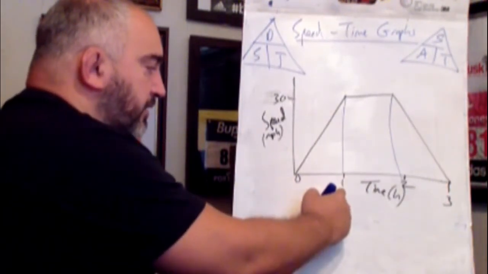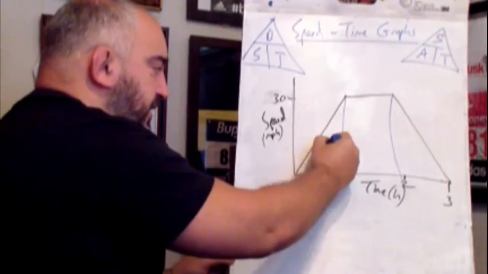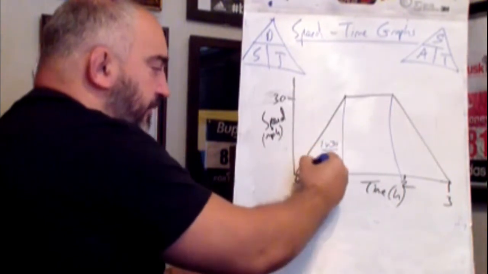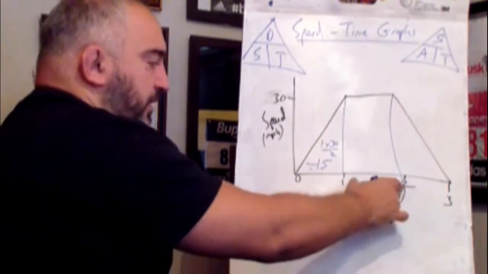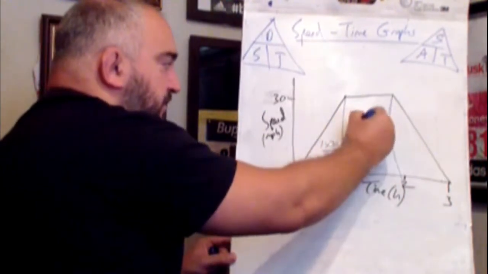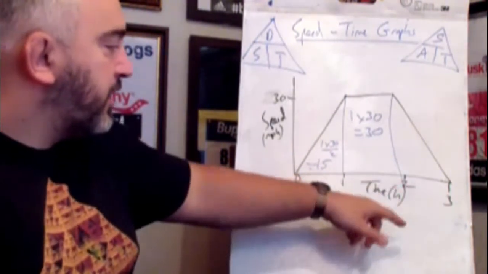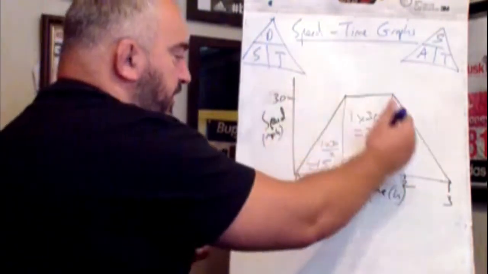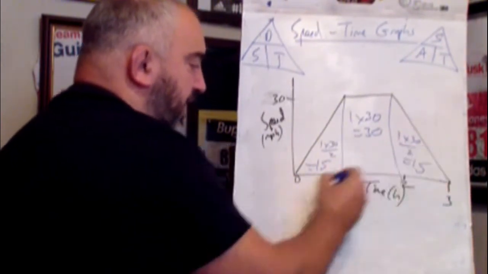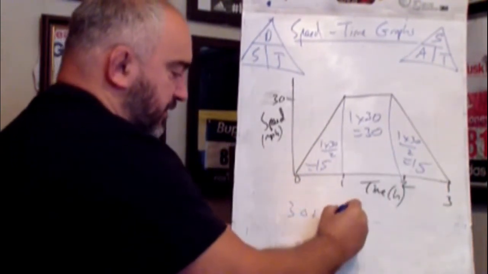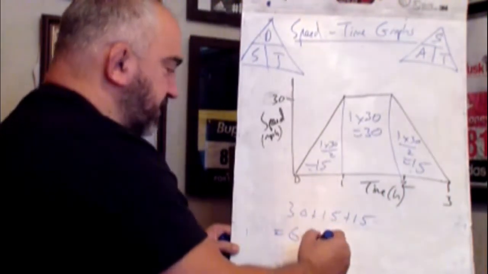The width is 1 here, the height is 30, so that's 1 times 30 divided by 2, that's 15. This one, the width is 1, the height is 30, so that's 1 times 30 is 30. This one here, the width of it's 1, the height is 30, so that's the same as the first part. Add them together, comes to 60, and it's going to be 60 miles.